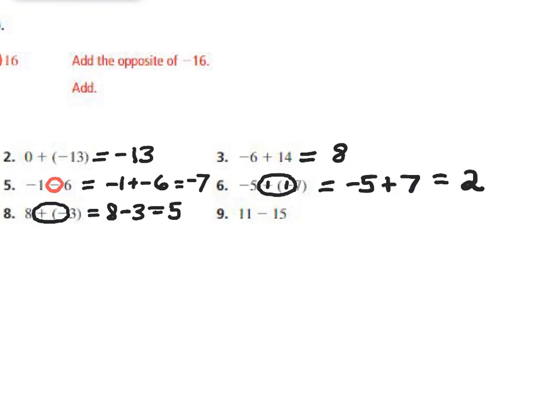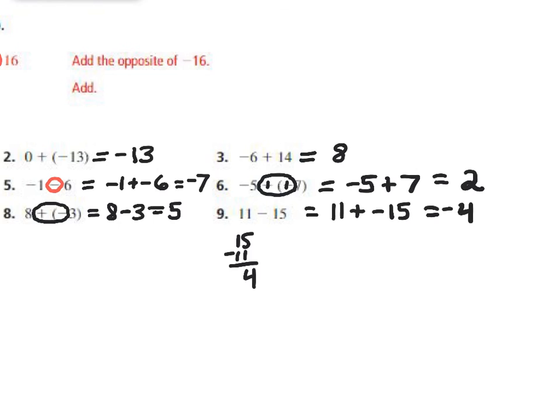Now 11 minus 15, you may be tempted to say that is 4, but be careful. 11 plus a negative 15, you do subtract. You're going to say 15 minus 11, probably in your brain. You do get 4, but ask yourself which of these has a bigger distance from 0. And I would say negative 15 is farther from 0 than 11. So you keep the sign of the one with a larger absolute value.